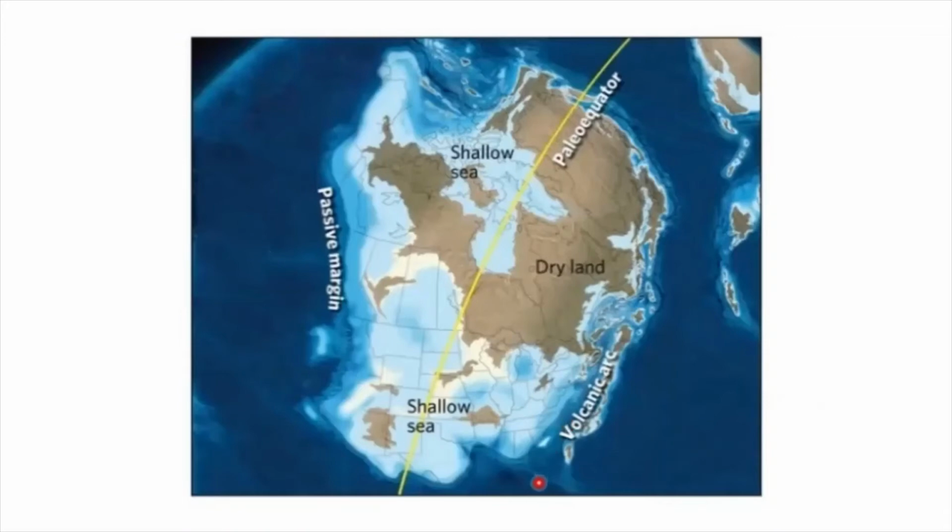Now, this is some epicontinental seas that are covering North America, and this is where the paleo-equator was. Now, this is during the Middle Ordovician, where epicontinental seas covered much of North America, and an island arc off the east coast collided with the continent.